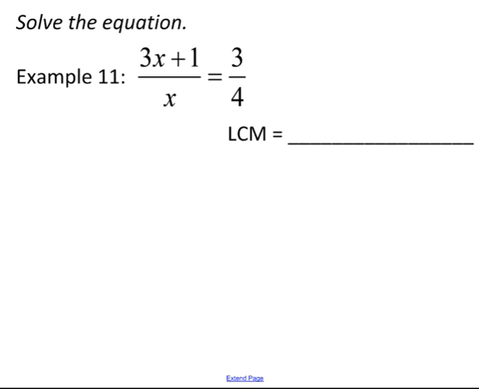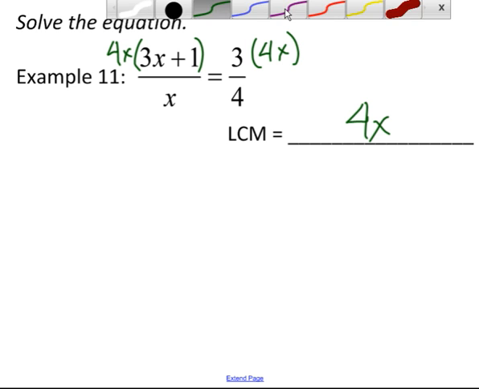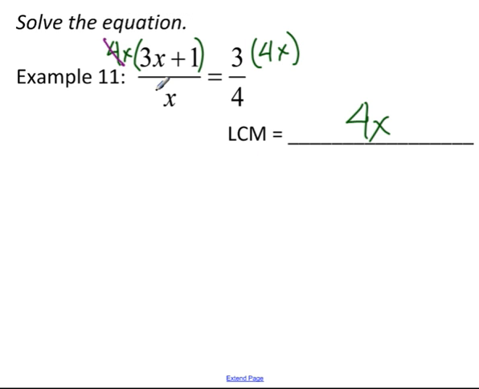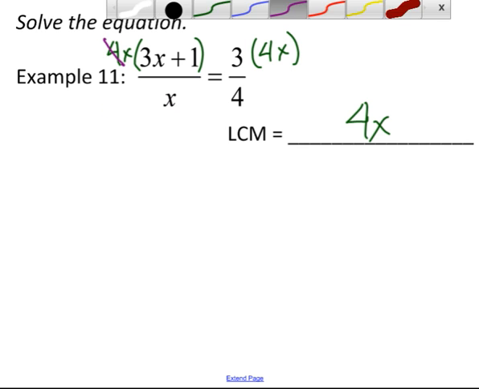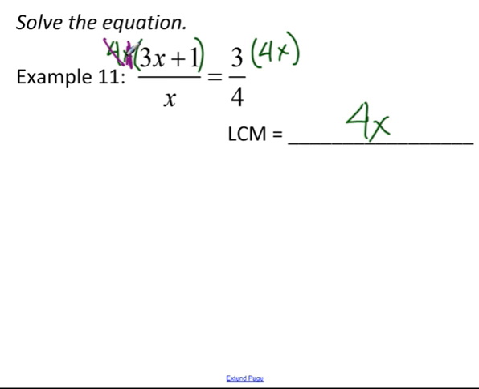So our LCM here is again going to be 4x. We got a 4 and we've got an x. So I'm going to put my 4x here and my 4x here. And what's going to cancel? The x cancels. The 4 cancels over here. So you end up with the same thing.